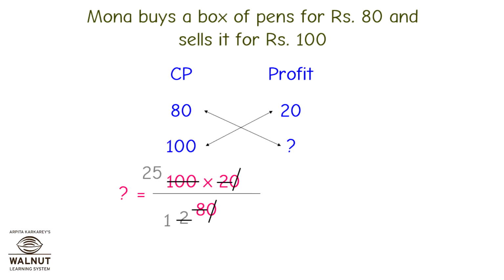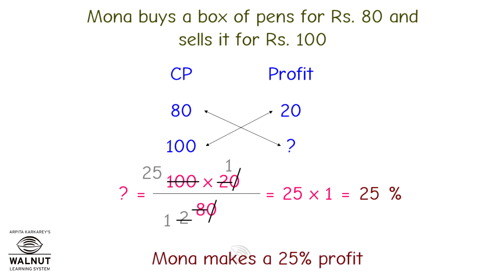We simplify this and we get 25. So, on rupees 100, the profit is rupees 25, that is 25%. Priya's profit is 40% and Mona's profit is 25%. So, Priya made a better deal.